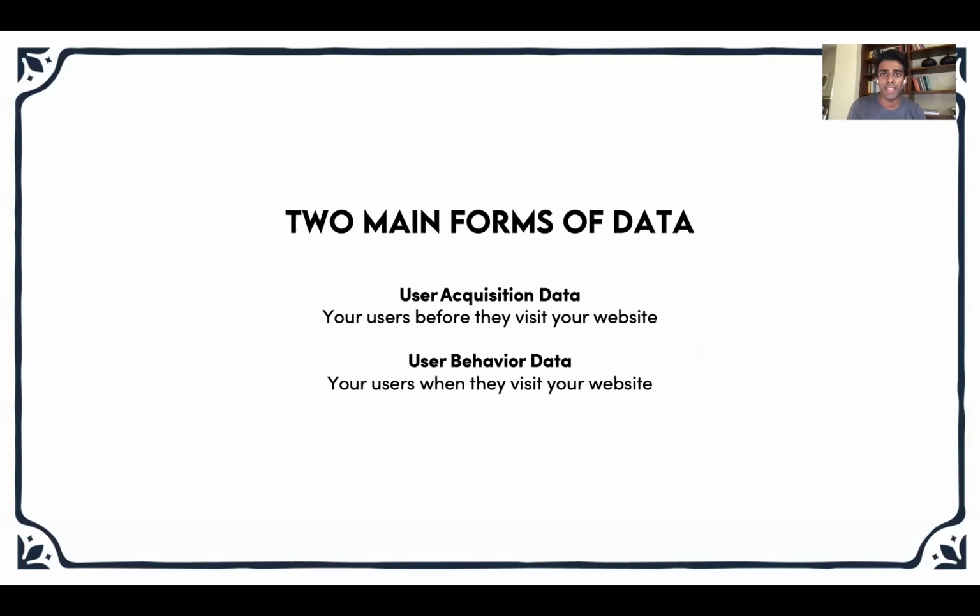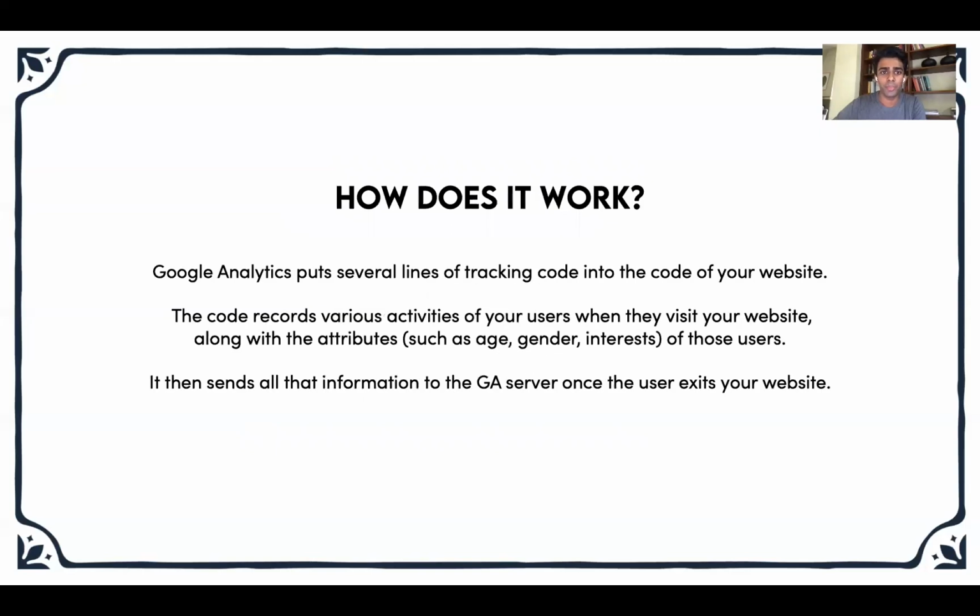And there are two forms of data that are really present within the Google Analytics platform. And this is user acquisition data, meaning your users before they visit your website, and user behavior data, which is the users when they visit your website. So you can really compartmentalize these two, before and during, as your main segments of data that you can find within this platform.